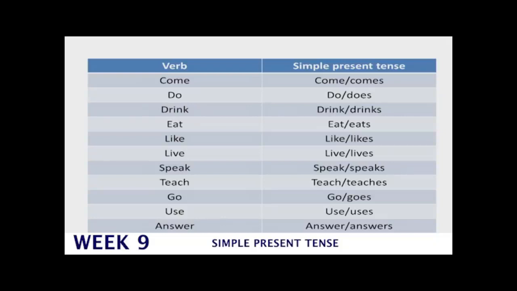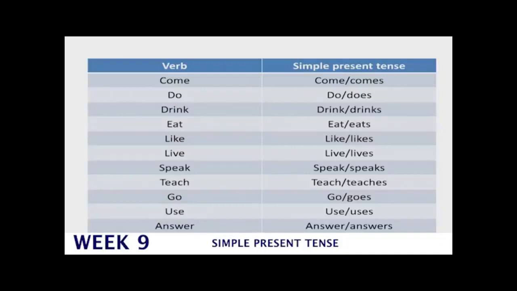Eat. We use eat and eats. Like and likes. Live and lives for third person. Speak, we use speak and speaks for third person. Teach, we add an ES because it ends in CH, and we use teaches for the third person. Go, it ends in O, so we add ES for the third person, goes.